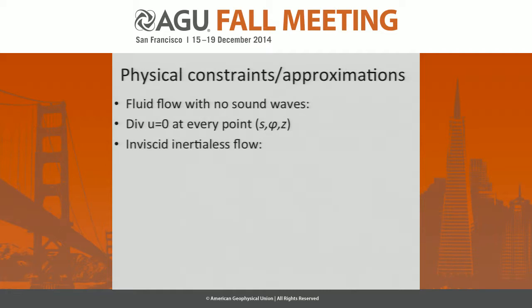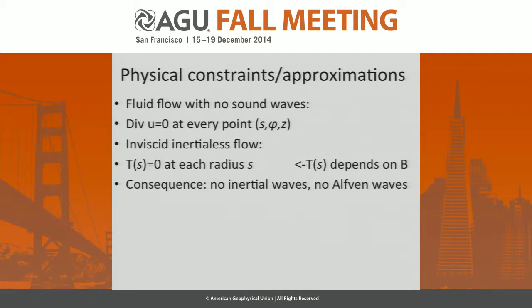Now, as Paul said, the inviscid inertialess problem is a little bit more problematic because we have a constraint at every cylindrical radius S, which is that this thing, which I call T, you'll see this throughout the talk. T depends on the magnetic field B, and T must vanish at each radius S. And the consequence of this nice approximation is that there are no inertial waves, no Alfvén waves. Many people think that the dynamo probably doesn't depend on inertial waves to operate. Not everyone, but many people wouldn't think that it's too important on very long time scales.